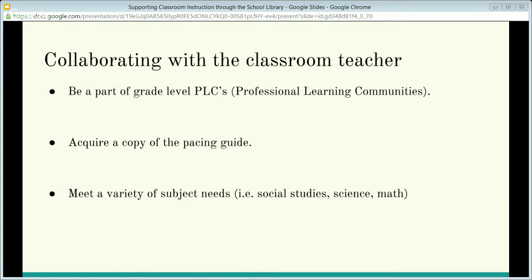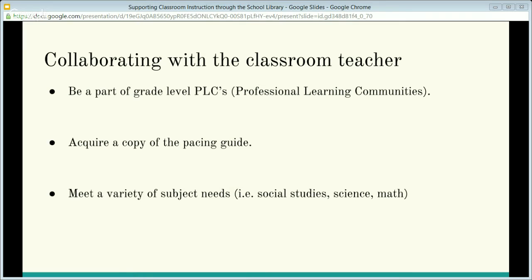Well, if you have a copy of the pacing guide, you are able to create your library lessons according to where each grade level should be at, or what theme they should be on. So I think that's definitely important. And you are supporting classroom instruction, because what the students are learning in the classroom is now being reflected through the library, even if it's sharing a book related to the theme that a grade level or a teacher is studying.